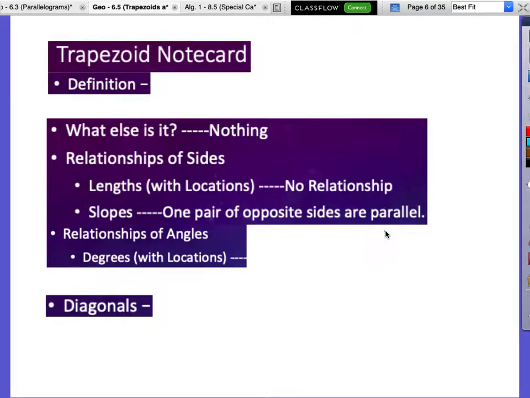Why does it keep getting bigger? Why did you make the font bigger? One pair of opposite sides are parallel. So I want everyone to have that down. Remember, we can shorten that. Make the one the number, and make parallel the symbol.